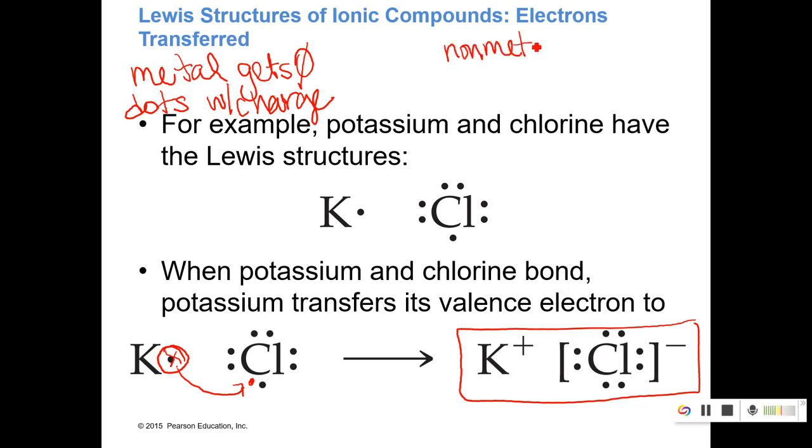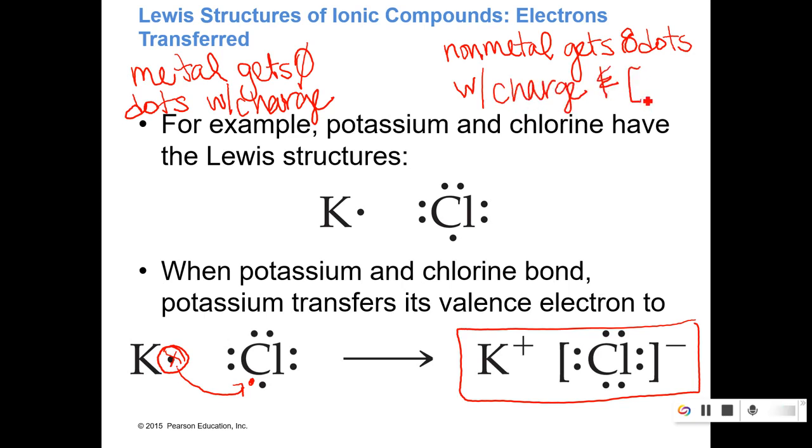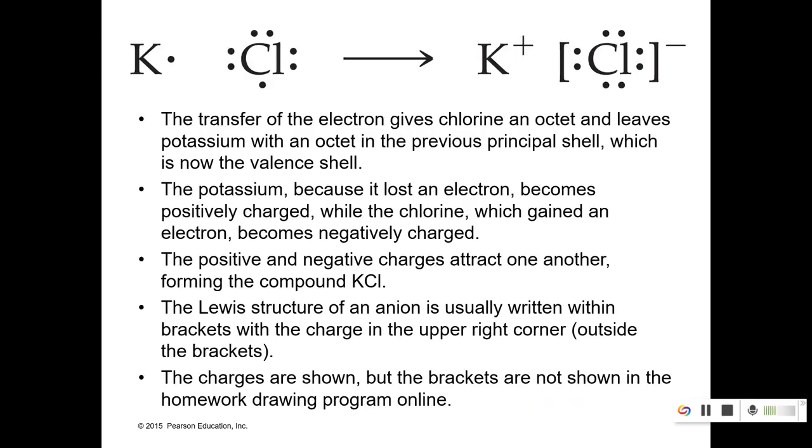The nonmetal, hopefully you can see, will get 8 dots. And it'll have a charge, and it'll have brackets. So brackets are like right-angled parentheses. You have to bracket it in if it has a charge and dots, always. Okay, and we'll see that a little bit later in the chapter as well. But this is how you always draw them. You do not have to show them moving, although they do move. The metal gets 0, the nonmetal gets 8, both get charges, put brackets on the nonmetal.